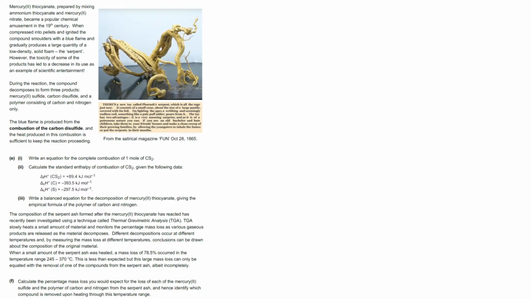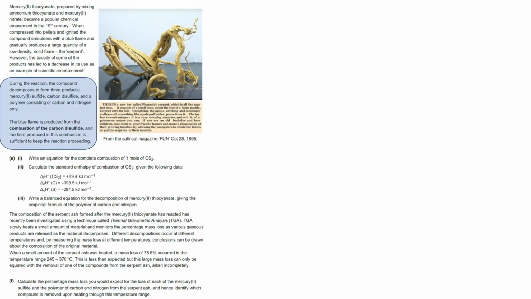It's talking about mercury 2-thiocyanate. Prepared by mixing ammonium thiocyanate and mercury 2-nitrate, it became a popular chemical amusement in the 19th century. They compress it into pellets, ignite the compound, it smoulders with a blue flame, and gradually produces a large quantity of serpent polymer, which you can see in the picture. And eventually they realized that the toxicity of some of the products has led to a decrease in its use as an example of scientific entertainment experiment.